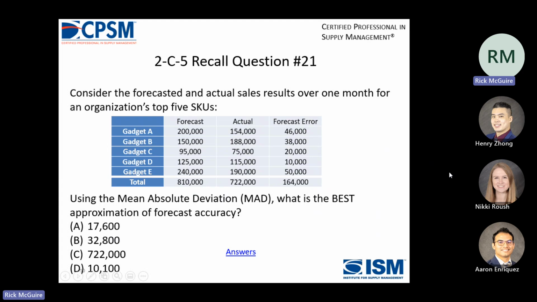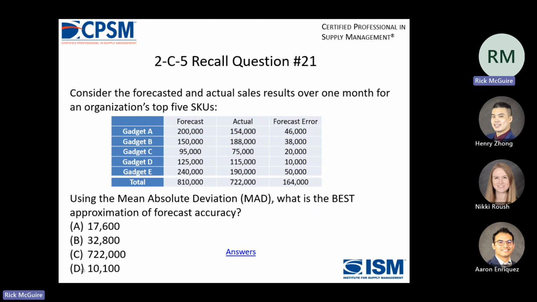All right. Consider the forecasted and actual sales results over 1 month of an organization's top 5 SKUs. So you've got forecast error, actual and forecast, and you've got the gadgets here, and you sum it up for 164. So this is your running sum of forecast errors. Using the mean absolute deviation, what is the best approximation of forecast accuracy?